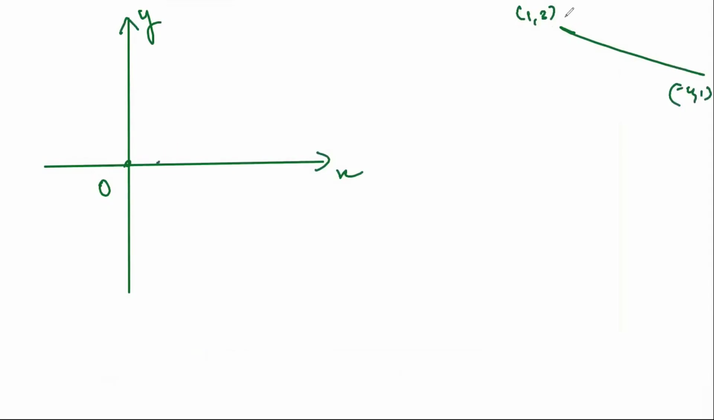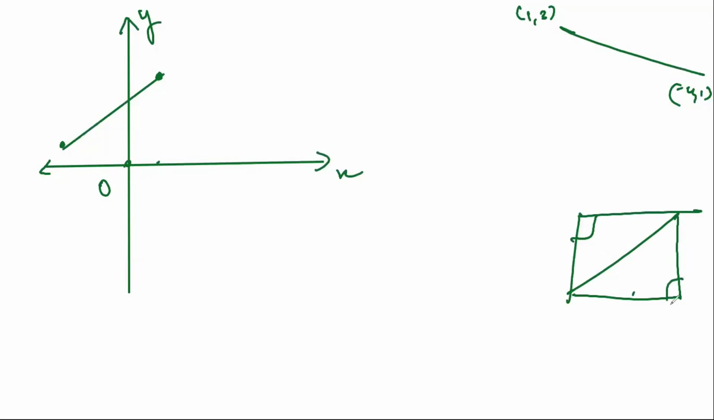So (1, 3) lies in the first quadrant. You can easily plot (1, 3), which is something like here. And (-4, 1) lies somewhere here, let's say. So when I join them, I get the hypotenuse. Now, if you have a hypotenuse, you have the perpendicular and the base, right? So let's say this is the hypotenuse, maybe the perpendicular and base are like this, correct?